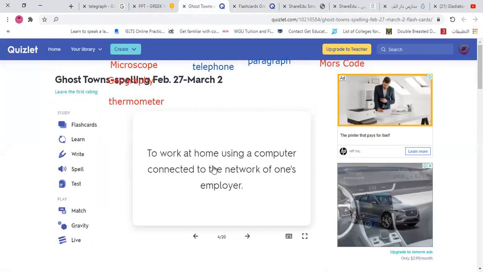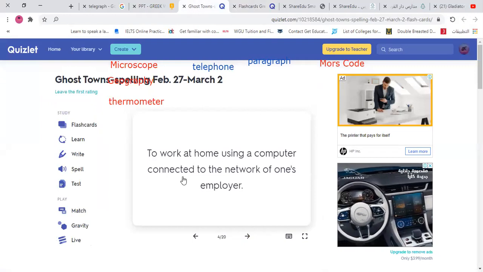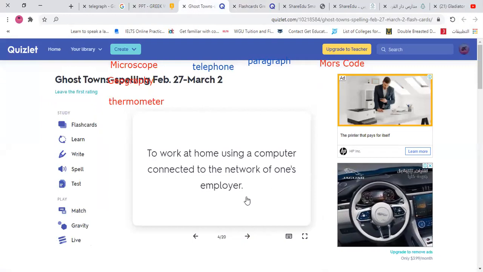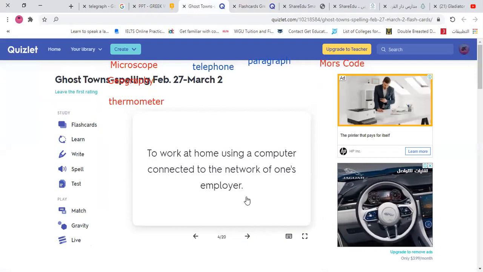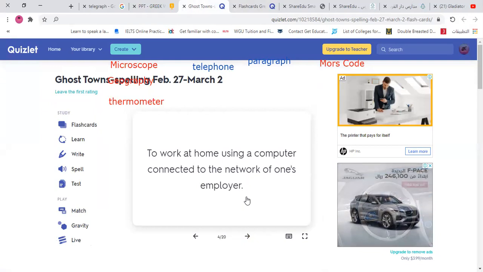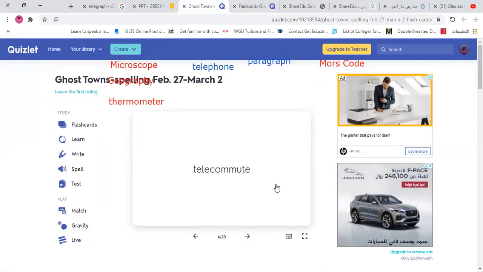Telecommute is what? To work at home using a computer connected to the network of one's employer. Like right now, I'm using a computer that is linked to my school. Then I'm using telecommute with them. Telecommute means I am communicating with them through what? Through far away. Tele means far. Commute comes from communication.